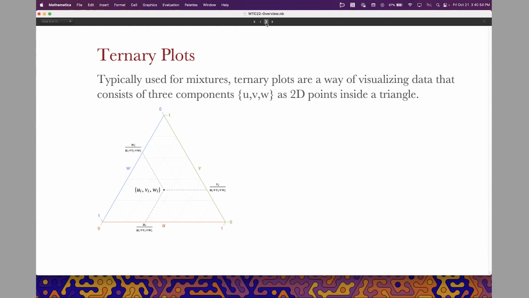And so what happens here is we get 3 axes, a u, v, and w axis. The u axis is going to go from 0 to 1. V is going to go from 0 to 1 along this edge, and w is going to go from 0 to 1 along the left edge of the triangle. And a point in the middle is going to correspond to basically a normalization of the values.